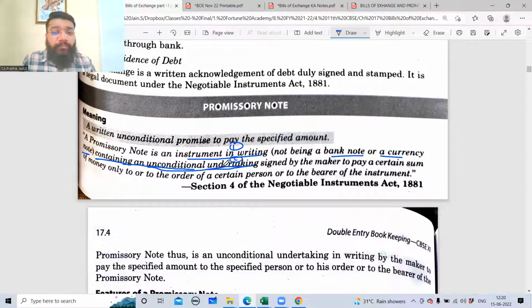Point number 2. A question can be asked in true or false: in the promissory note, the wordings will have that it is an unconditional order. True or false? In a promissory note, it is always an unconditional undertaking. Unconditional order is given in bills of exchange. So point number 2 is that it is an unconditional undertaking.